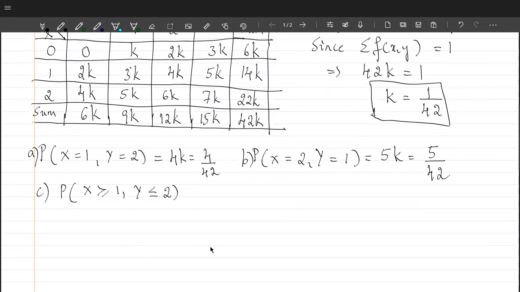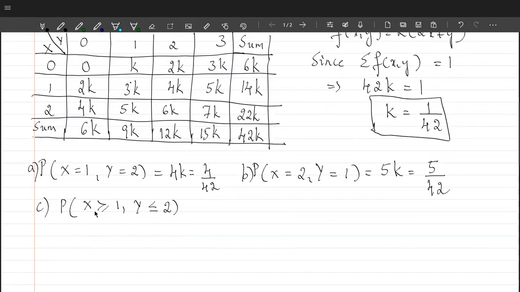Now let's take the third one. Third one says that find the probability that x is greater than or equal to 1 and y is less than or equal to 2. So which cases can you consider for this calculation? X is greater than or equal to 1. So x obviously can't take the value 0. X can only take the values which are greater than or equal to 1. So x can take the values 1 or 2. Y should be less than or equal to 2. So y can take the values 0, 1, 2. Now you should take those probabilities where both these conditions are satisfied.